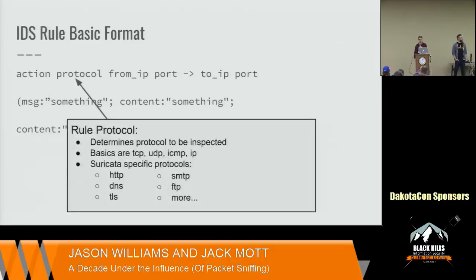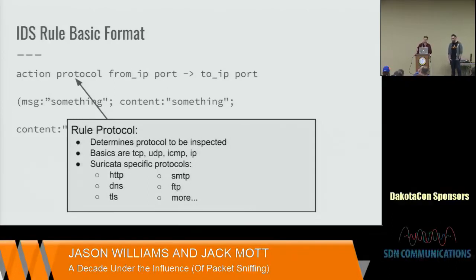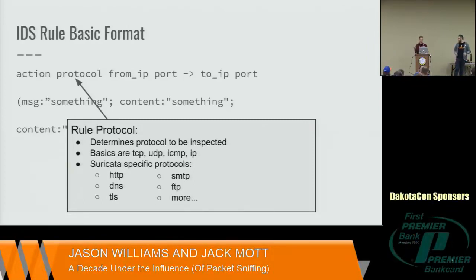Protocol. This is what we're telling the engine to look for. The really basic four are TCP, UDP, ICMP, and IP. But with Suricata, we have specific protocols. So we have HTTP, DNS, TLS, SMTP, FTP, a bunch more. SMB, yep, that just dropped today.